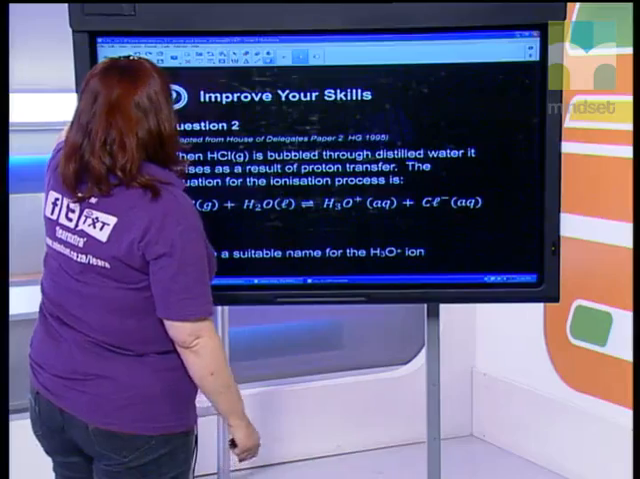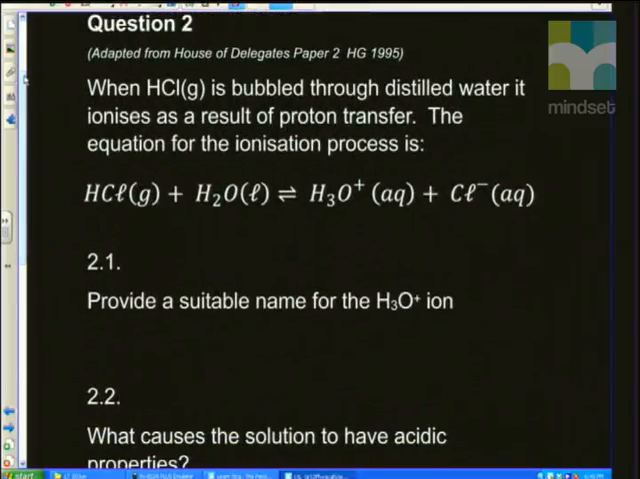But now it's time to get back to the lesson. When HCl is bubbled through distilled water, it ionizes. It ionizes as a result of proton transfer. Okay? The equation for this ionization process is given, and this is actually a really important equation. You're going to see it lots.